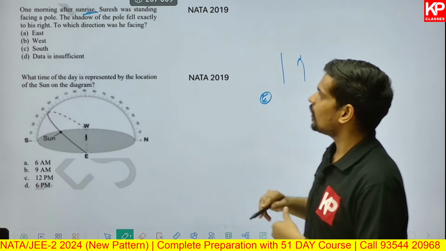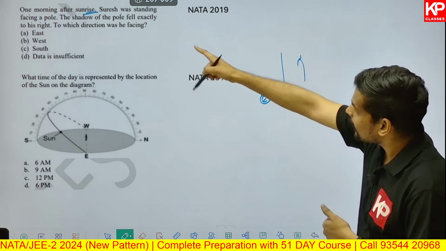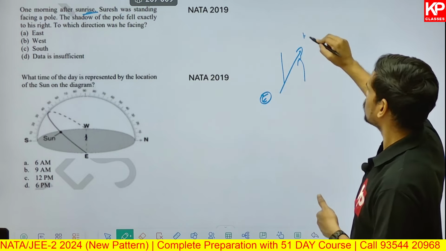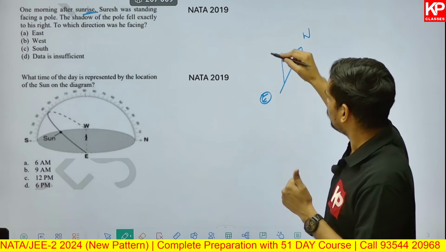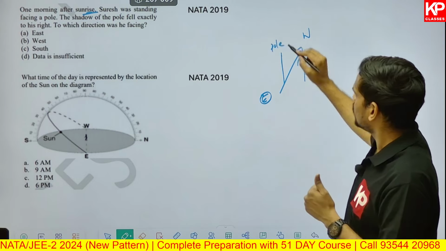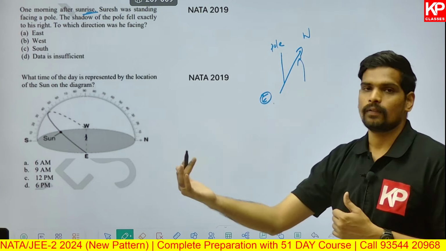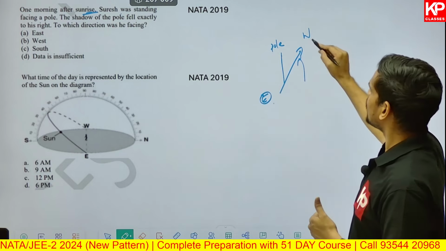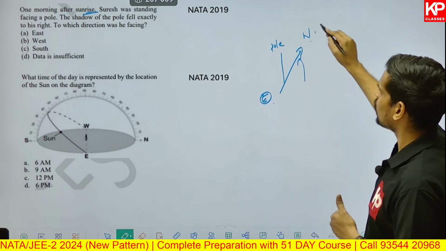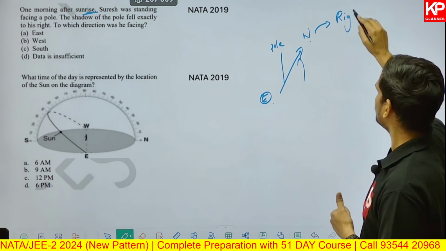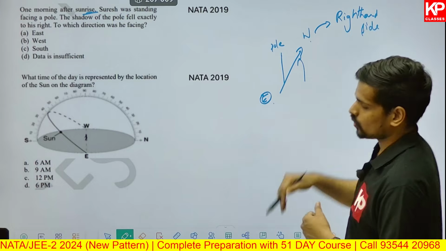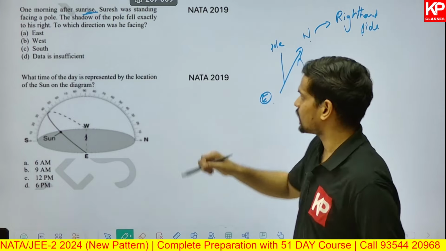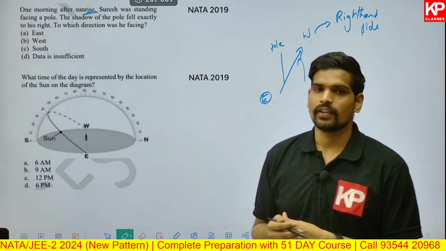The shadow of the pole falls exactly to his right. So on the right side, what do you have? West. Because if the sun is on the east, for the pole, the shadow will fall in the west direction, and they're telling that west is on the right hand side of Suresh. So what is the right hand side for Suresh? It is west.